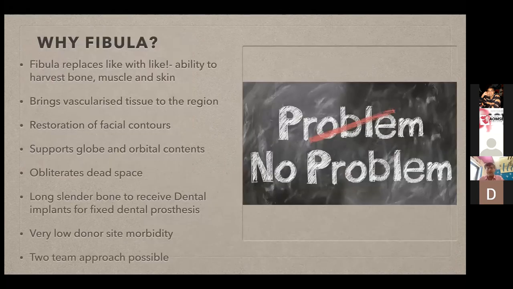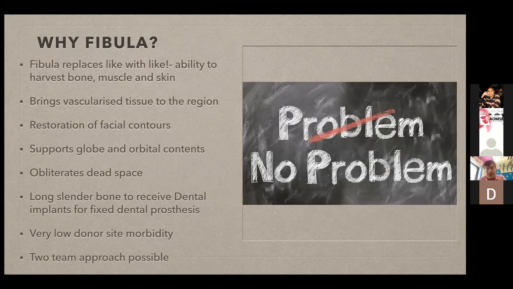The next question is, why fibula? Fibula replaces bone with bone. It has the ability to bring along skin, muscle, and bone, all three together. The muscle helps us close and support the orbit and the orbital contents. The skin helps to separate the oral cavity from the nasal cavity. And the bone forms the native alveolar process with replacement of the zygoma, which later helps in the placement of dental implants. Fibula is also a vascularized structure.